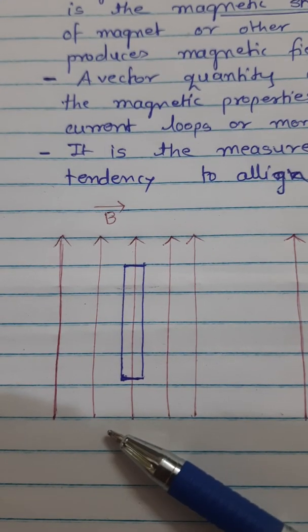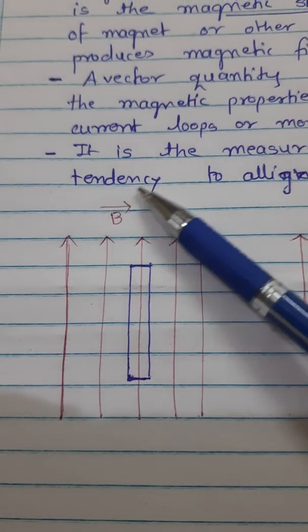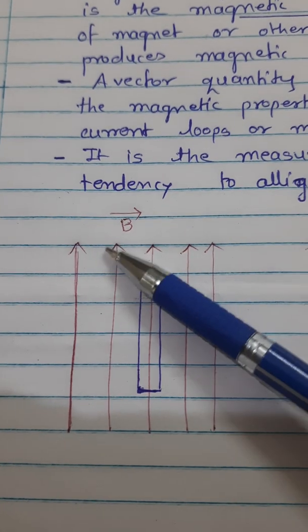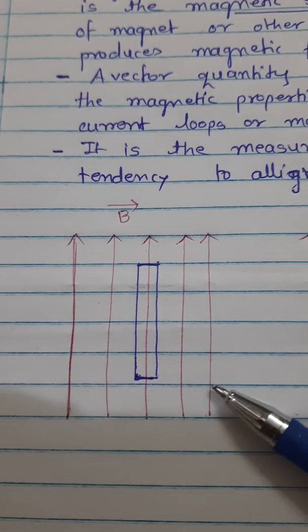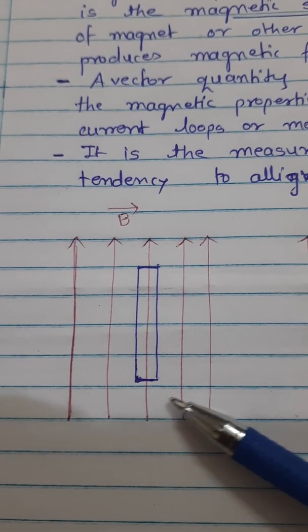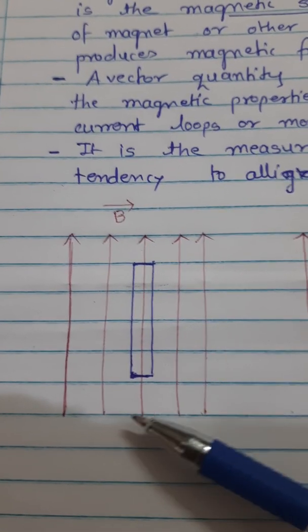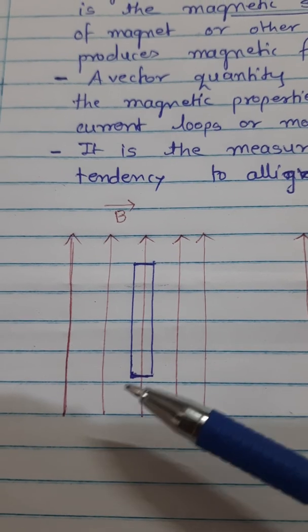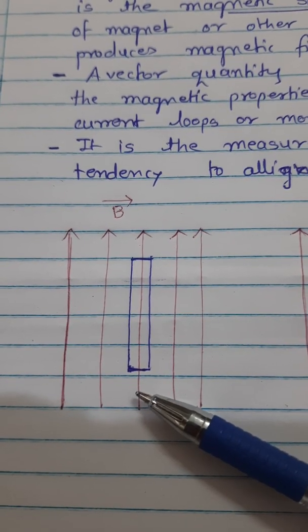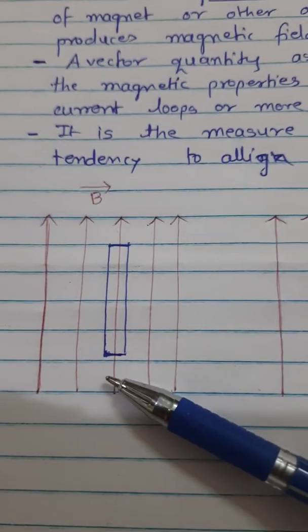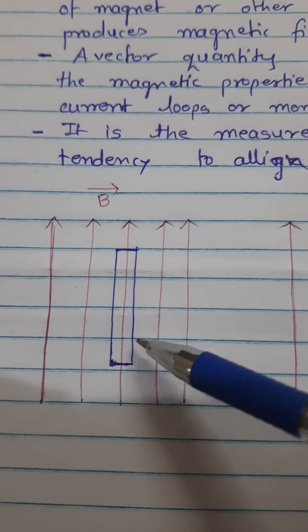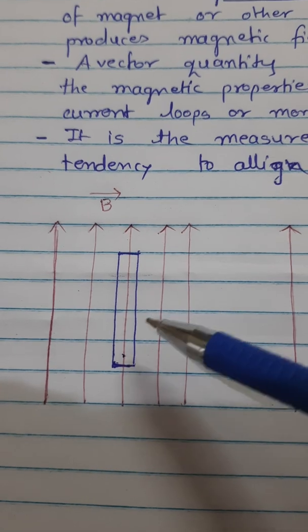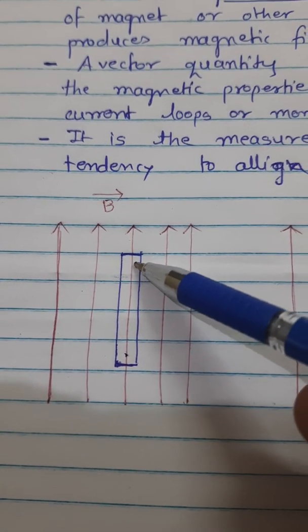If there is any pole, north pole or south pole, there are magnetic lines of force. So these red, uniformly spaced, equally spaced lines indicate a uniform magnetic field. So there is an external magnetic field, and in such an external magnetic field, there is a magnet. A magnet has two poles, north pole and south pole, isn't it?